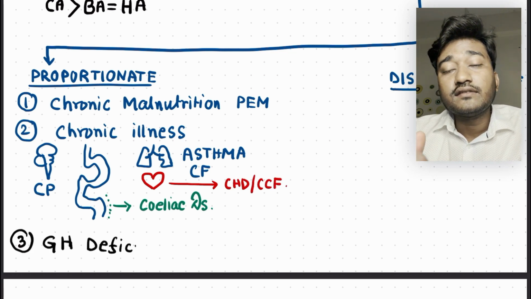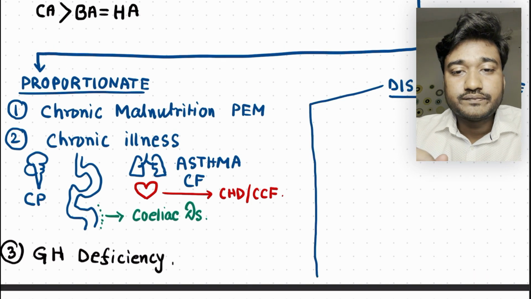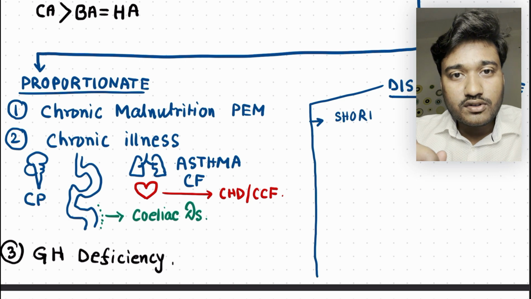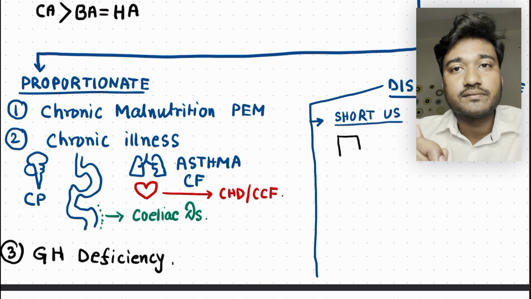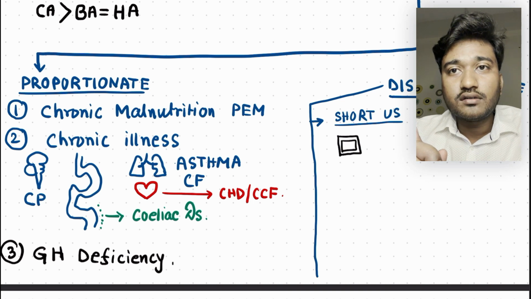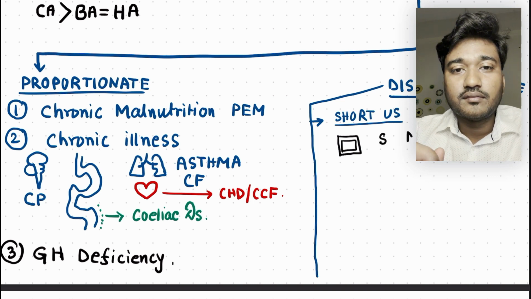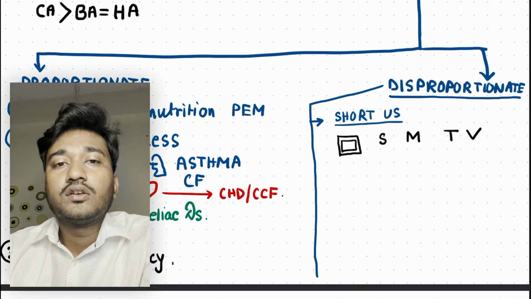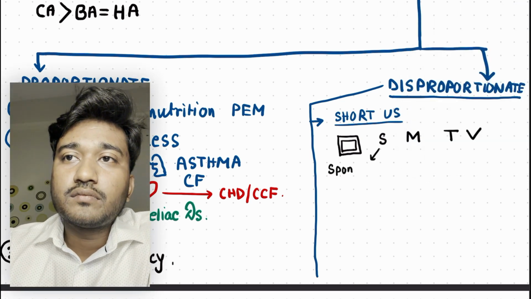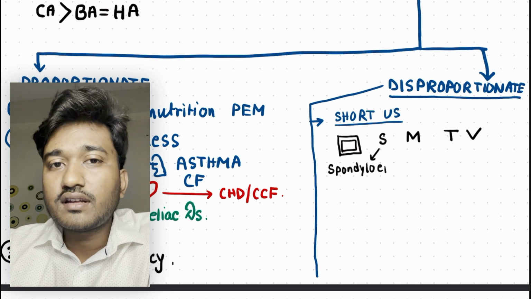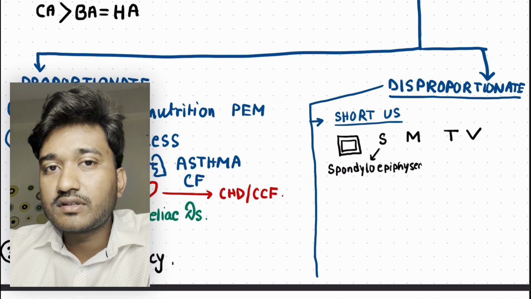And another thing which is very very important, out of all endocrine causes, at least one cause you should know that has proportionate short stature, that is hypopituitarism. Very important question which is asked in multiple choice questions as well. So let's talk about the disproportionate short stature. We have short upper segment short stature as well as short lower segment short stature.